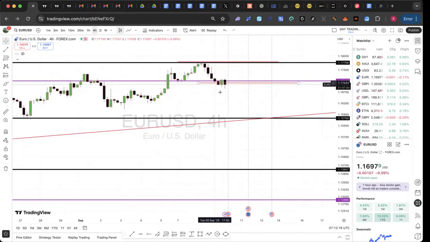Then you are going to go to 4 hours. Now, what am I doing in 4 hours? You're just refining down to find an appropriate entry. Now, listen, look at the 4 hours. In 4 hours, it has indicated that the market has swept the previous day low, which was this. All right? It has indicated that the previous day low has been swept.